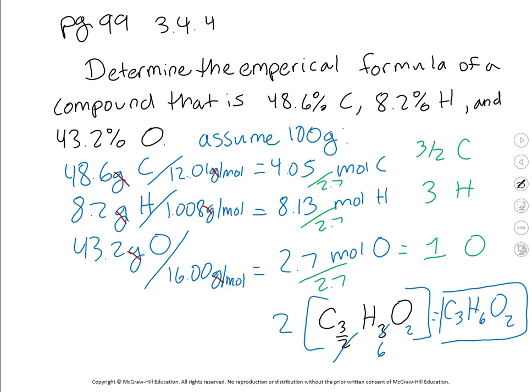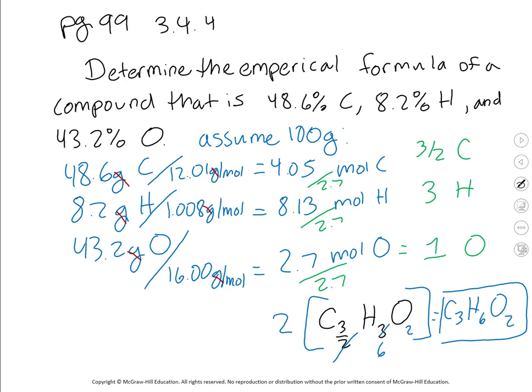So again, if you get really close to a whole number like that 3.01, you can assume it's the whole number. But if you're really much closer to a fraction, then write it as the fraction. Multiply your entire empirical formula through by the denominator to get rid of that fraction. How do we feel about that? We're good? Ready to add a little bit more complication to it?